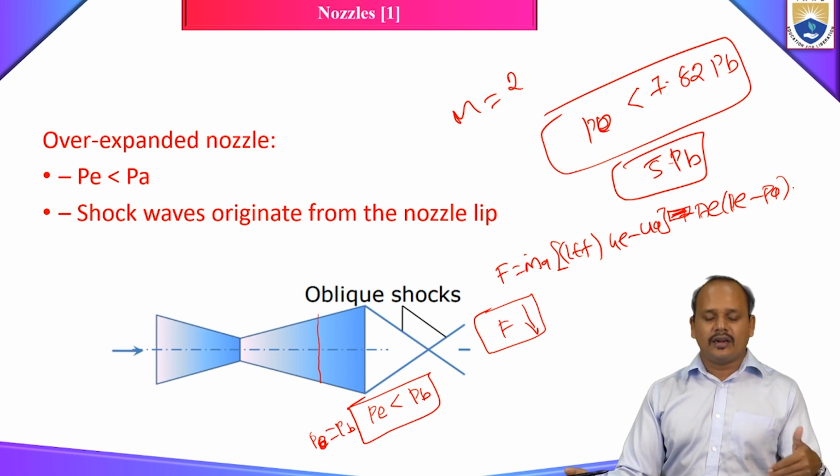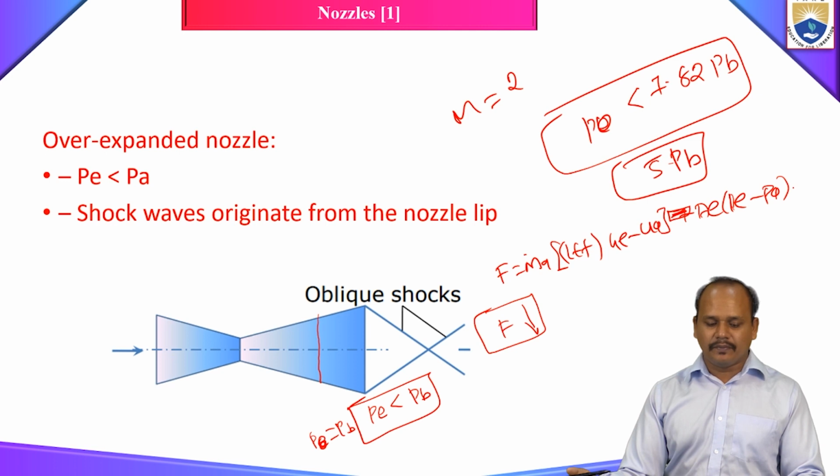Whereas during your underexpanded case, if you are giving a P naught greater than its capability, your exit pressure is greater than your back pressure. To reduce your exit pressure, you will have the formation of an expansion fan at the nozzle exit. And during your overexpanded case, once again, your exit pressure will be less than your back pressure. To compensate for that, you will have the formation of an oblique shock wave at the nozzle exit. So these are all the operating conditions.